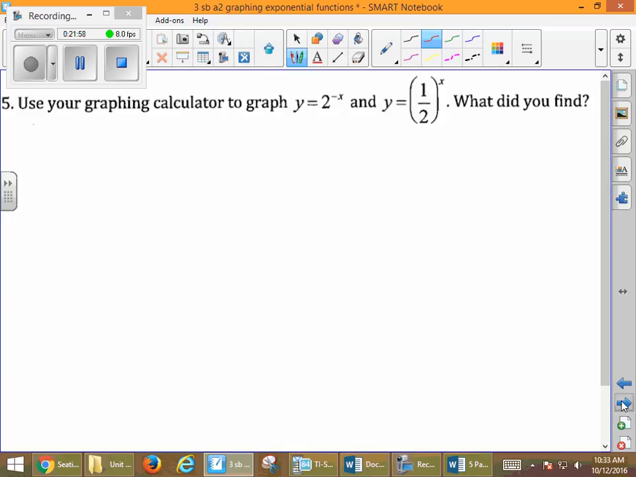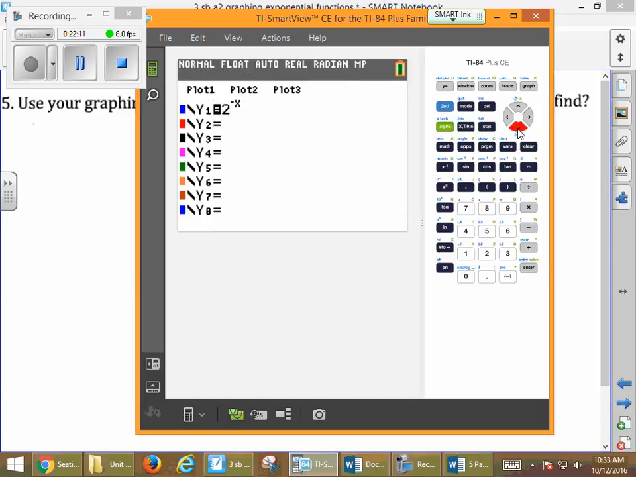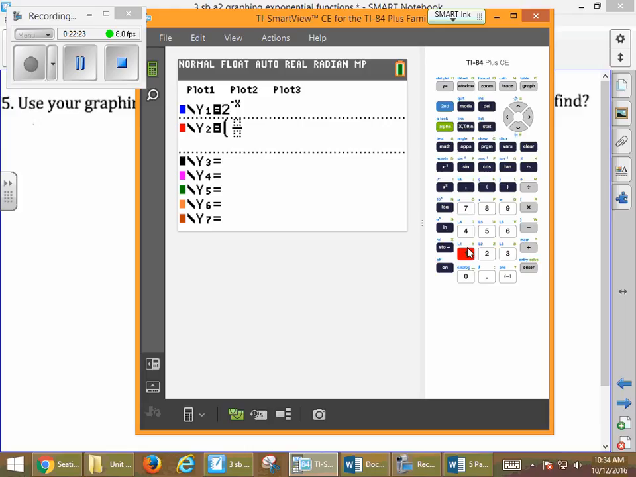Problem number 5. Let's go back to our calculators here. It says graph 2 to the negative x, which I think I'm lucky enough I still have in the calculator. 2 to the negative x. And then let's also graph 1/2 to the x. Remember, we can use parentheses there. Alpha y equals, number 1, we'll get our fraction in here. 1 over 2. I'm going to close the parenthesis. Caret to the x.